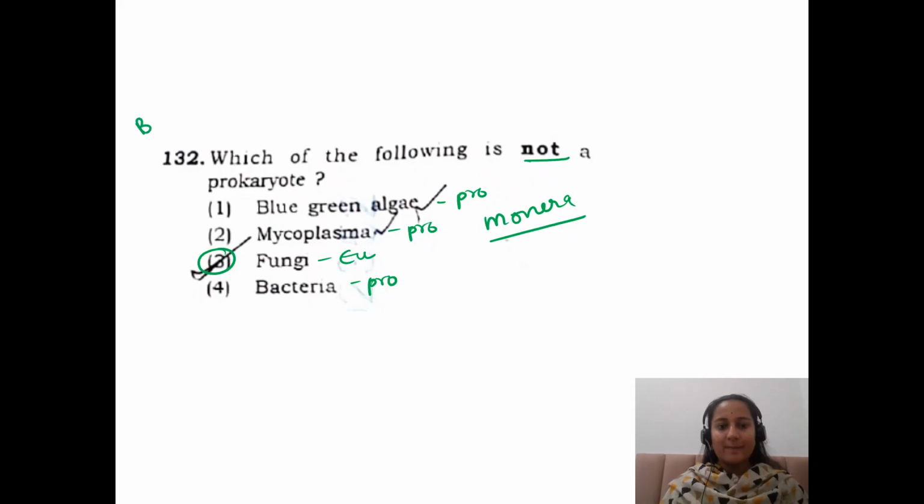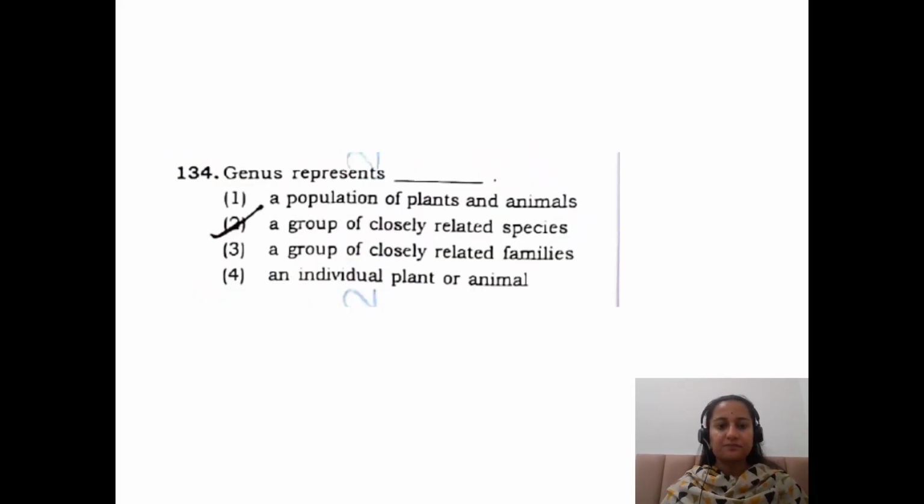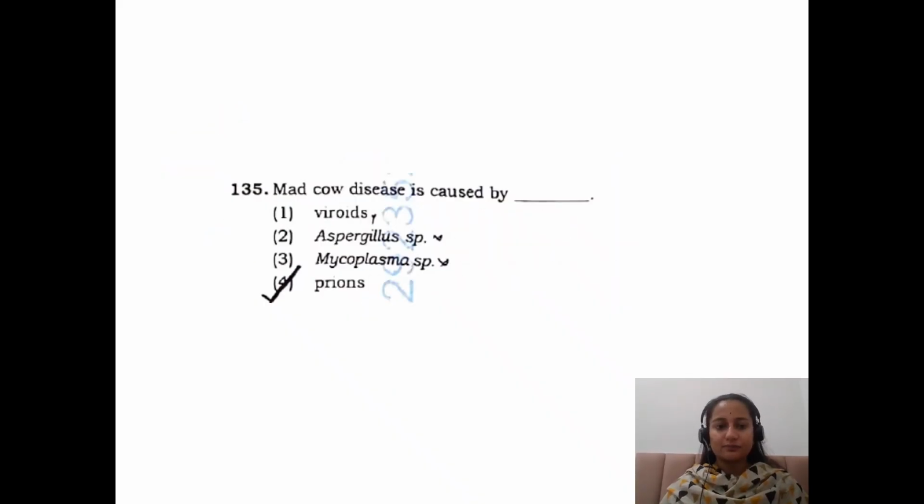This is from biological classification again. Genus represents. So here we have another question from the living world. We all know that genus is a group of related species. So that is 2.